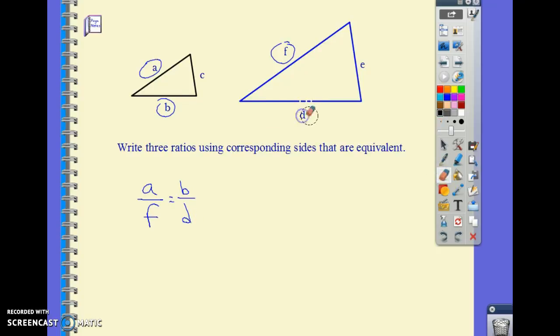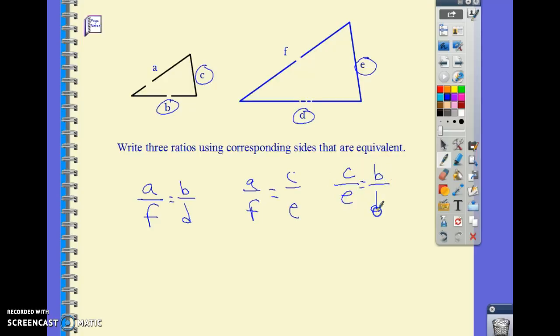You could also have done A over F equals C over E. Okay, you could also have done the C over E, all right, is equivalent to B over D. Notice I'm always starting on the small and going to the big. So we said that was going to be C over E equals B over D.